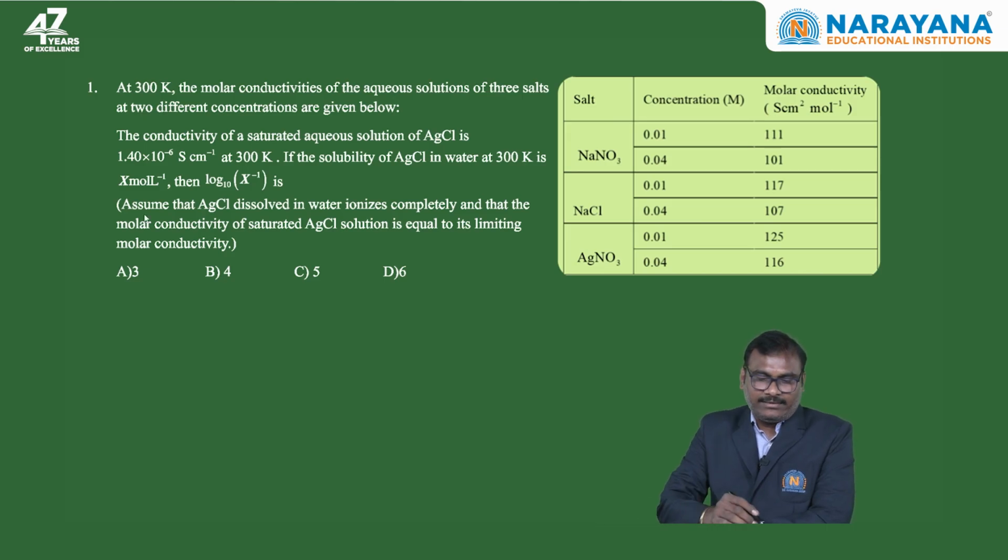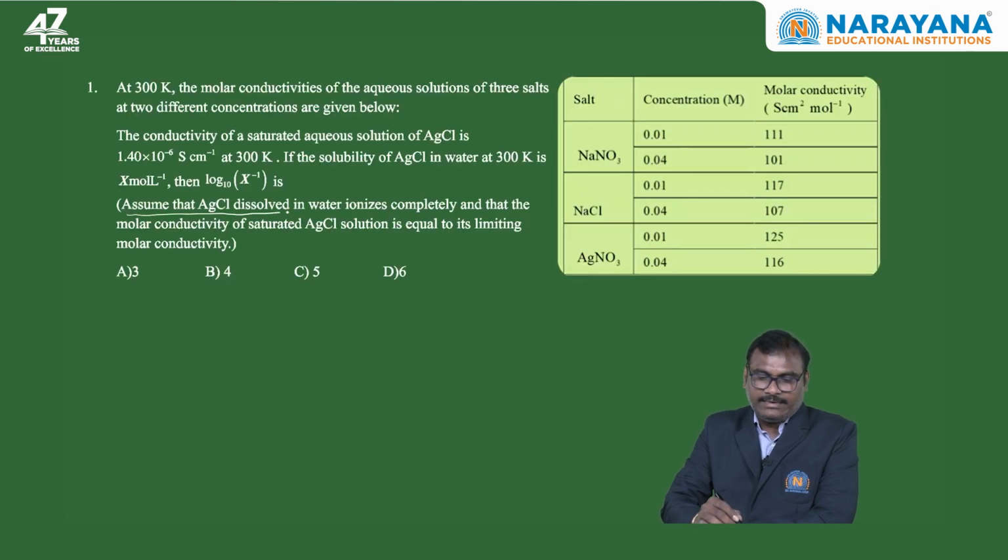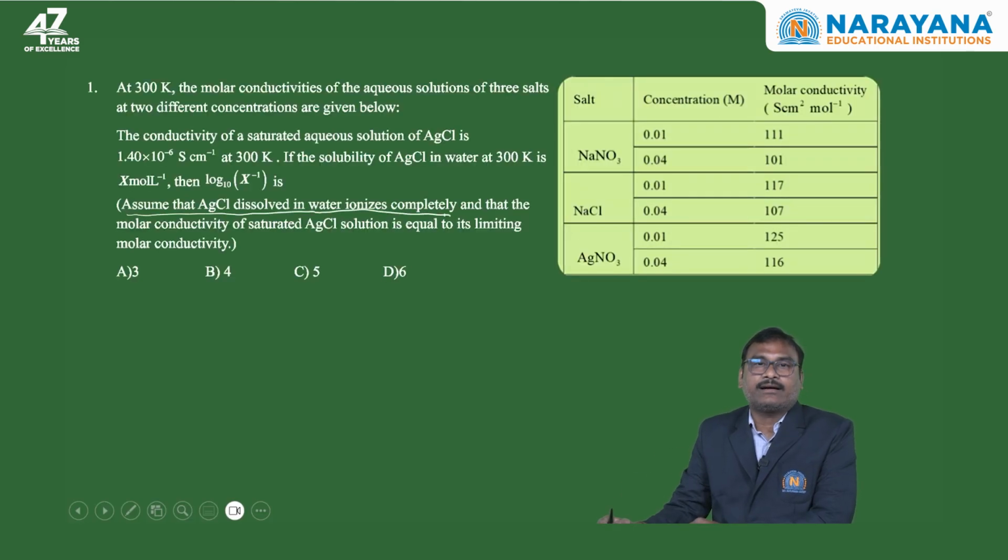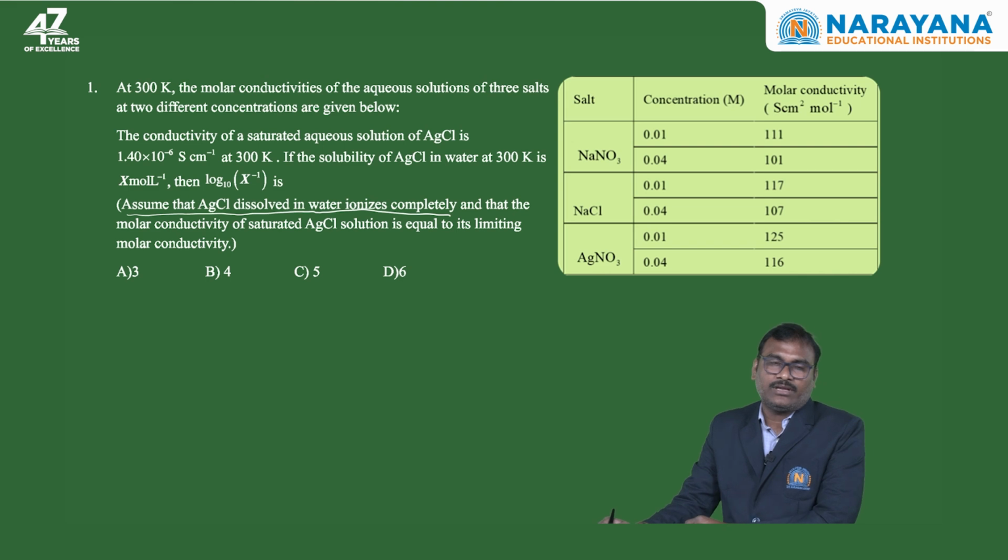What is given there? Assume that AgCl dissolved ionizes completely and that the molar conductivity of saturated AgCl is considered as limiting molar conductivity. So you just have to find out the solubility. To find out solubility, what do you have?